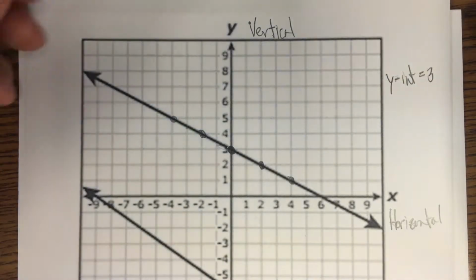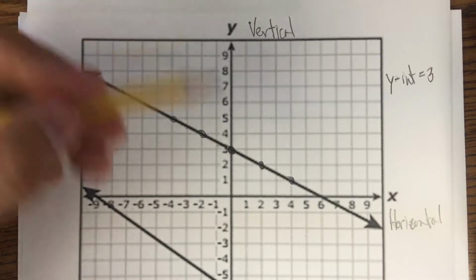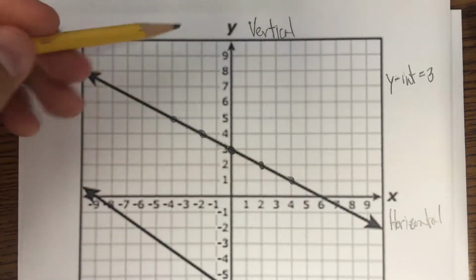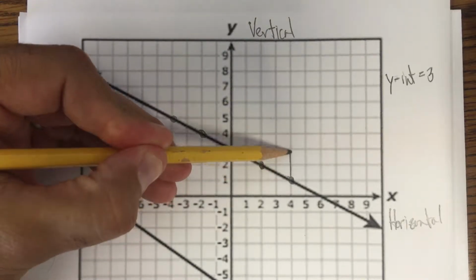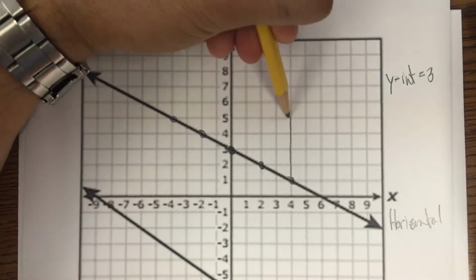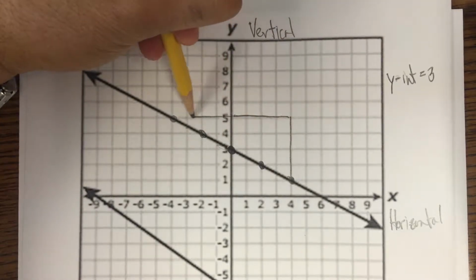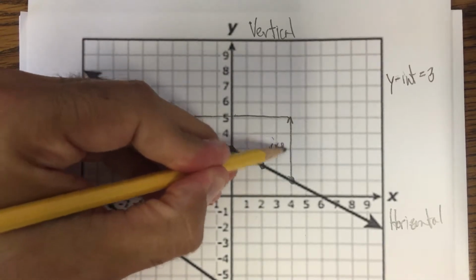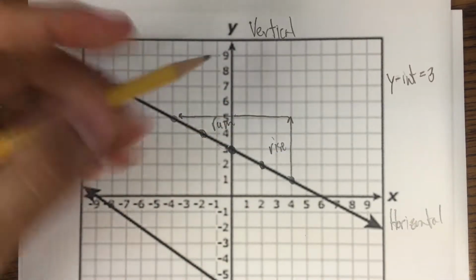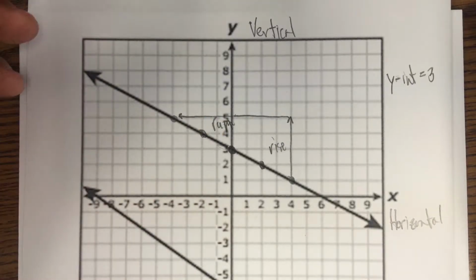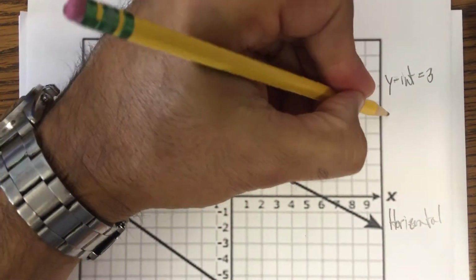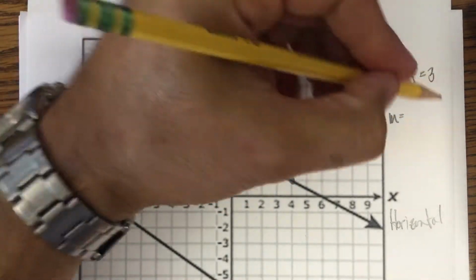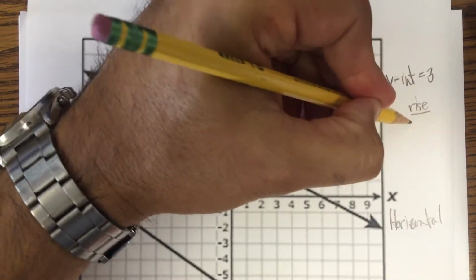Now we want to figure out the rise and the run. So we want to go up. You can pick any point you want to use. You're going to make a triangle. You're going to go up, you're going to go over. There's the rise, and there's the run. And I'm sure you remember from middle school, from 6th grade, 7th grade, 8th grade, M is the rise over run. The slope is rise over run.